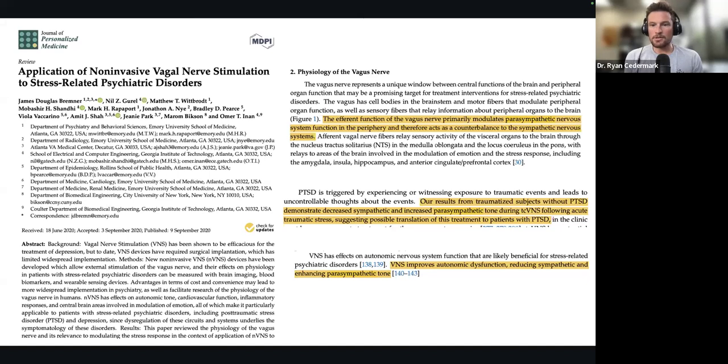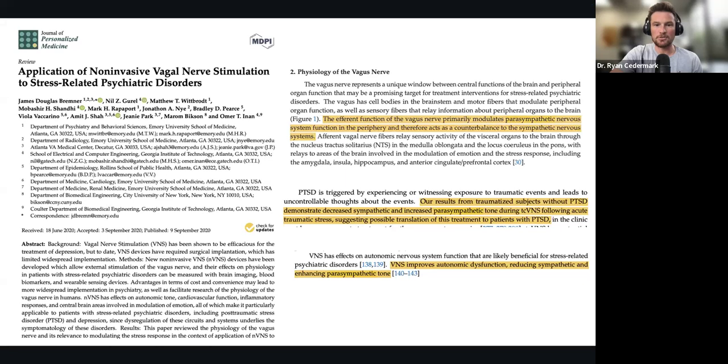From this paper: our results from traumatized subjects without PTSD demonstrate decreased sympathetic and increased parasympathetic tone during transcutaneous vagus nerve stimulation, tcVNS, following acute traumatic stress, suggesting possible translation of this treatment to patients with PTSD. And VNS improves autonomic dysfunction, reducing sympathetic and enhancing parasympathetic tone. So I think if there's a practice in brain injury where we can feed that foundation of the nervous system and just stimulate the vagus nerve to get things back in line, then again, you create that nice stage for neuroplasticity to occur.